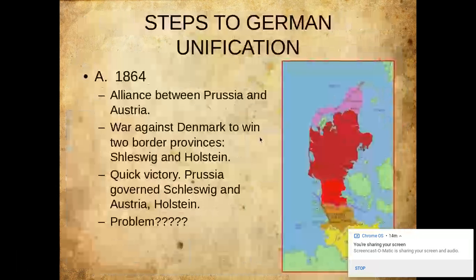All right. Last part, steps to unify, 1864, alliance between Prussia and Austria. Actually, you know what? We'll stop here because we only got about a minute left in this web quest. I'll make a new video here in a minute.